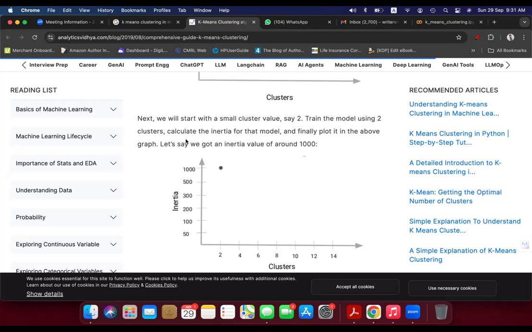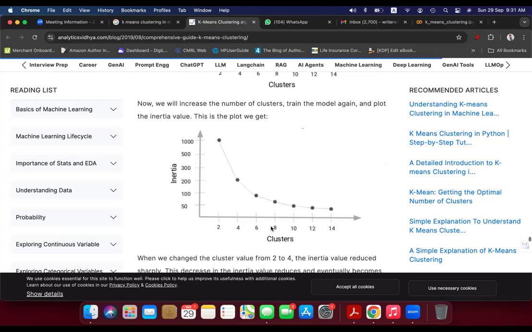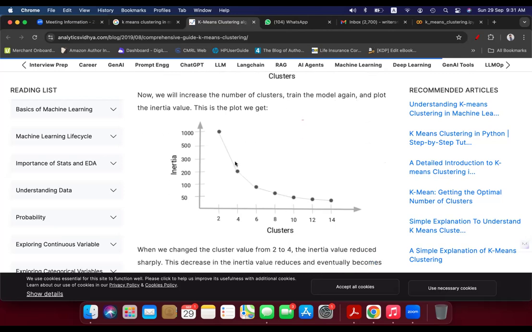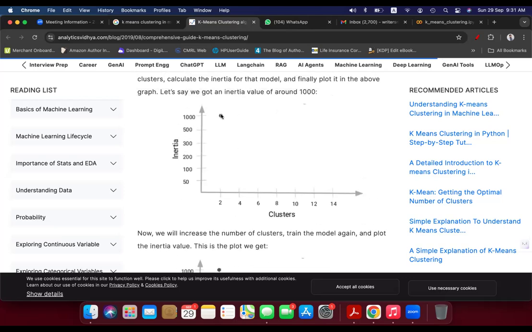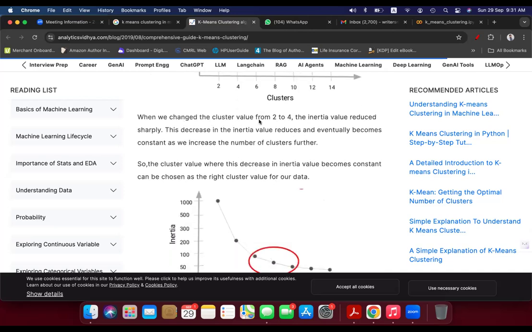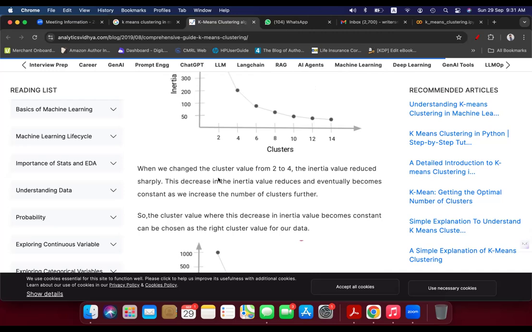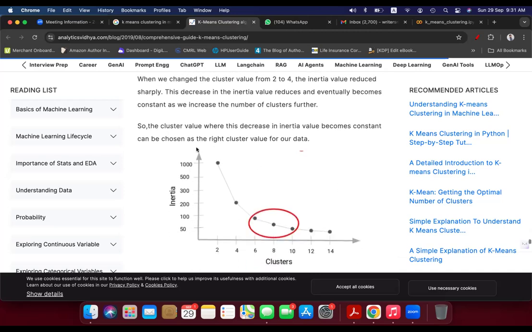So train the model using 2 clusters, calculate the inertia for that model, and finally plot it in the above graph. Now we will increase the number of clusters, train the model again and plot the inertia, and the plot looks like this. When we change the cluster value from 2 to 4, the inertia value reduces sharply. This decrease in the inertia value eventually becomes constant as we increase the number of clusters further. The cluster value where this decrease in inertia becomes constant can be chosen as the right cluster value for our data.